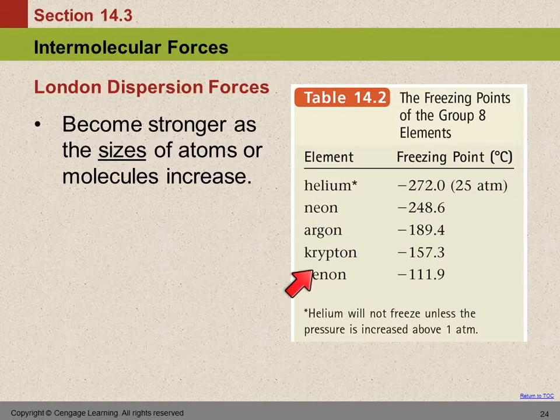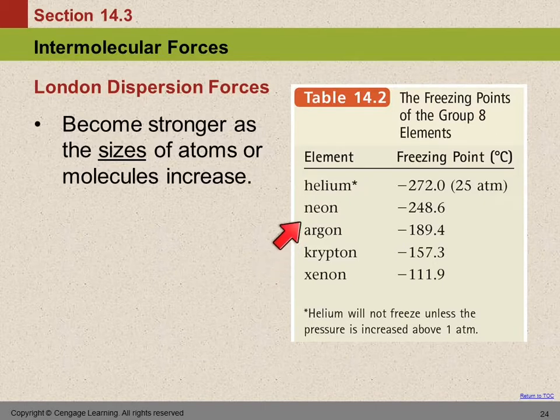If you take the solid, it's easier to think of the melting point. I don't know why they do freezing. So if you take solid xenon and add energy to it until the movement of the atoms is enough to break loose from those intermolecular forces holding it together, that's going to happen at a higher temperature for xenon than for, say, neon, because the forces of attraction are stronger. The dispersion forces for krypton are stronger than they are for argon.